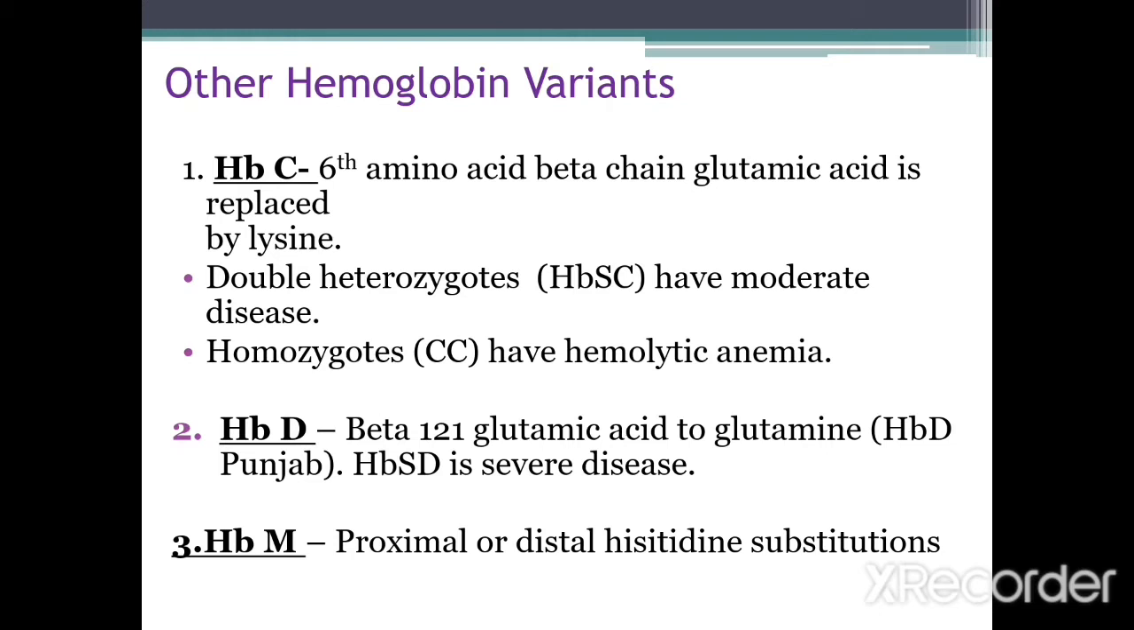Next one is HbD. HbD results from replacement of beta 121 glutamic acid by glutamine. It does not produce any sickling.